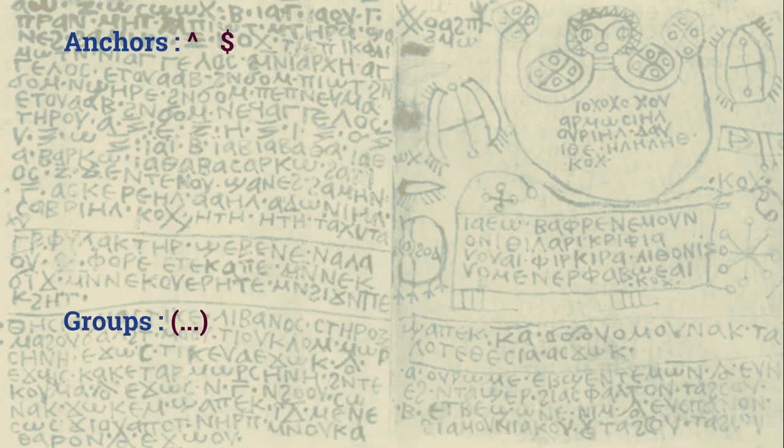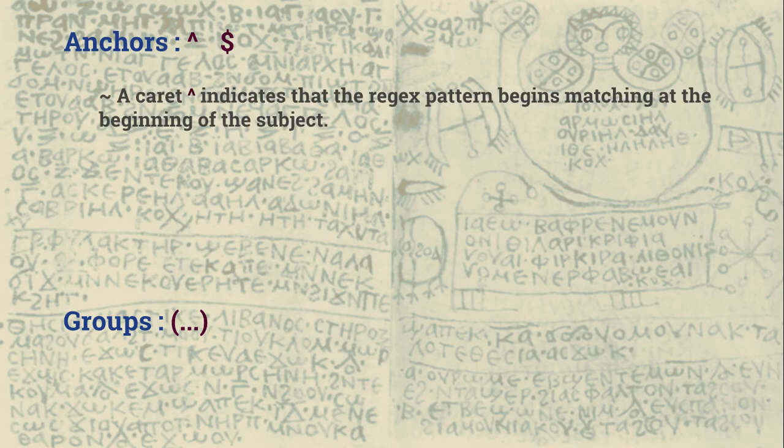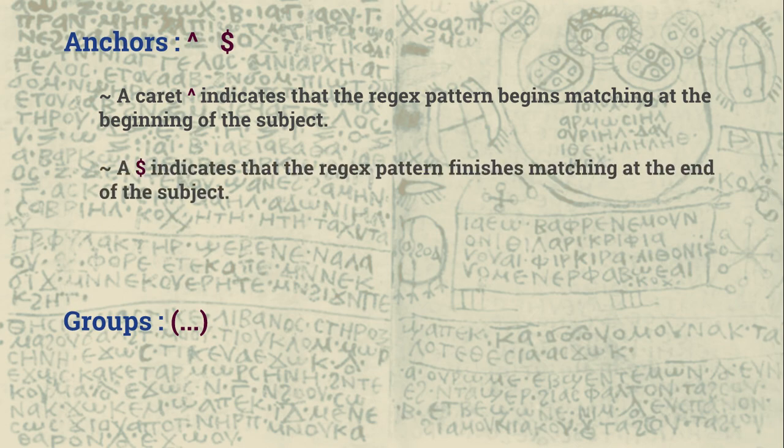There are anchors, which start at the beginning and the end of a regex pattern inside of the forward slash. So a caret at the beginning indicates that the regex pattern begins matching at the beginning of the subject, and a dollar sign indicates that the regex pattern finishes matching at the end of the subject. And you don't need to use both of them. You can use one or the other for accuracy.